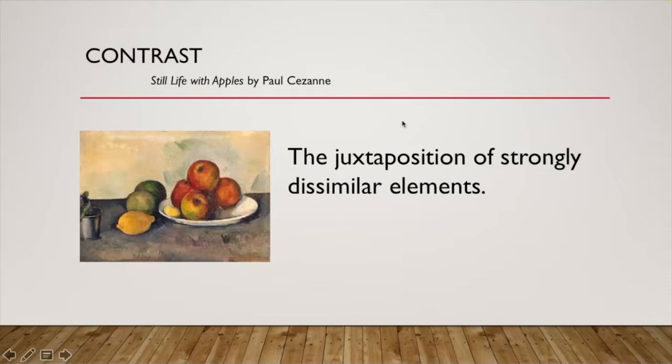Contrast. This is a simple still life by Paul Cézanne, but there are several visual elements that are contrasting in this picture. For one thing, when we look at colors, we have red and green, and then yellow and violet, those complementary colors, those opposites on the color wheel.